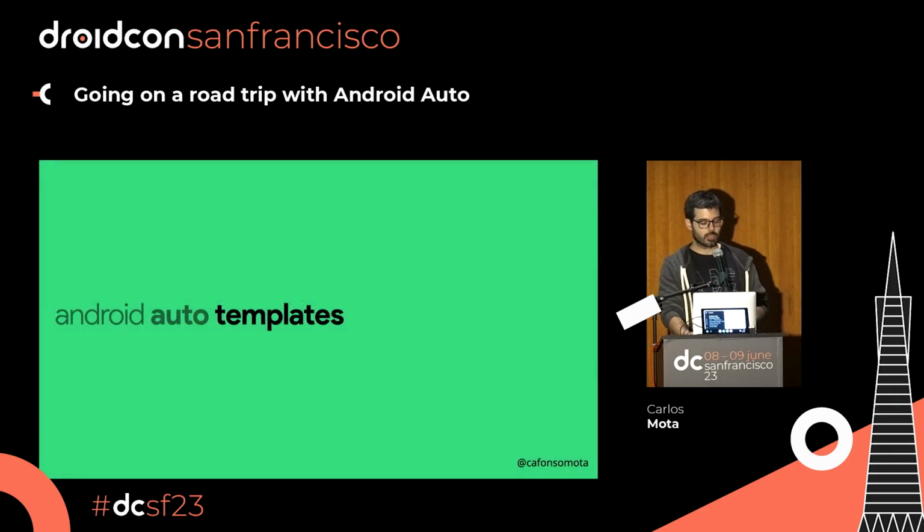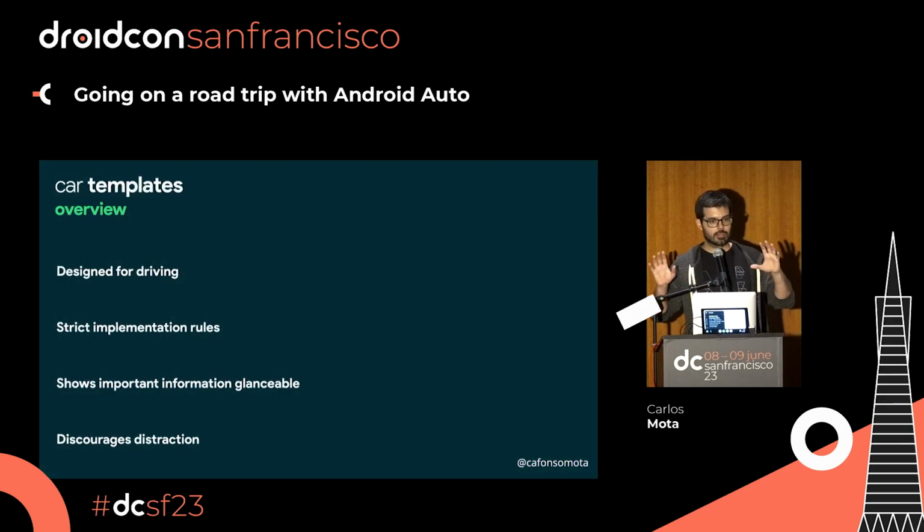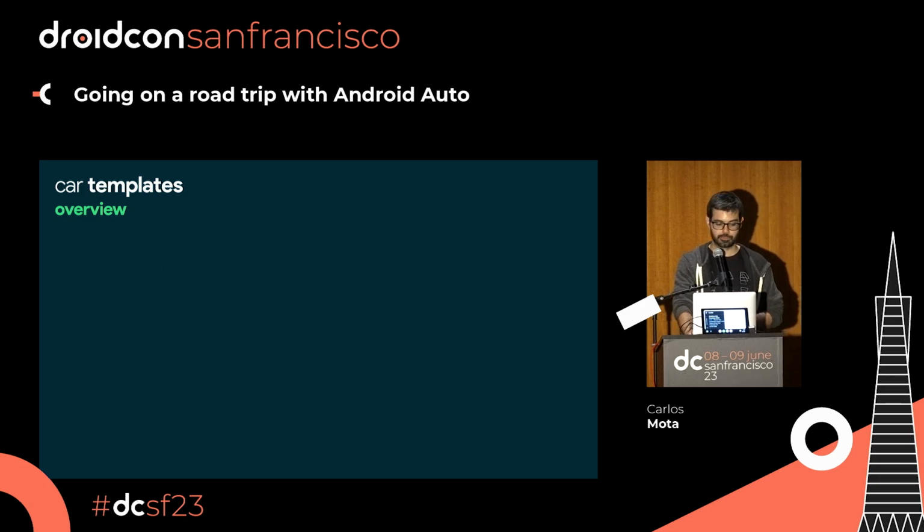So let's talk a bit briefly about auto templates. These templates are designed for driving. They have really strict implementation rules. So imagine that if you want to add an icon, sometimes you cannot add it, and you need to add a back action. If your app is fetching data, you need to set it as loading. So there are some strict rules that you need to follow, but all of these rules are to discourage distraction.